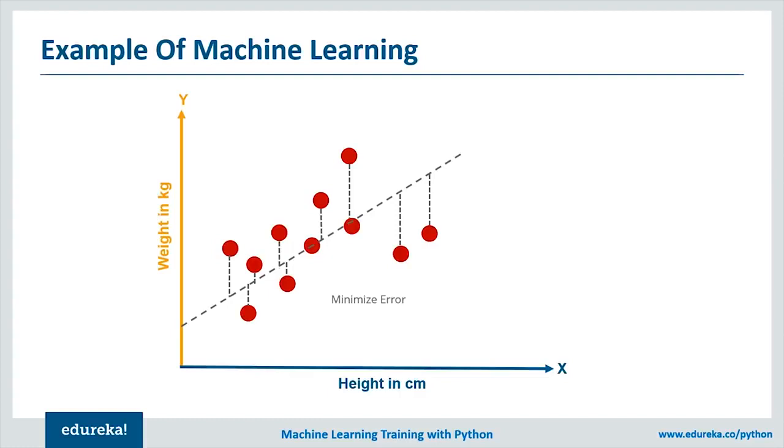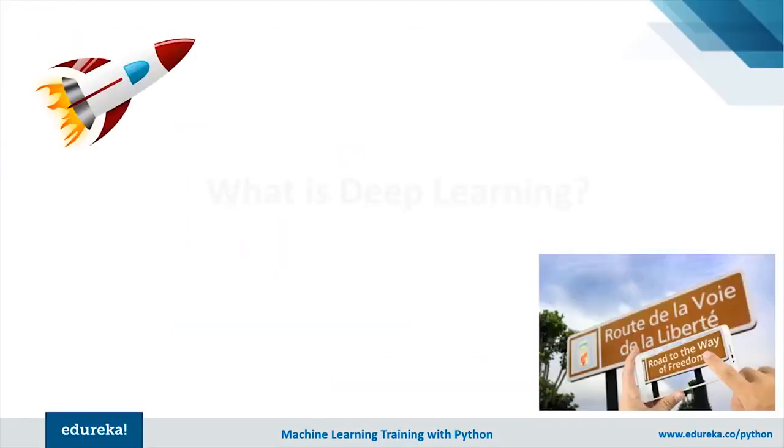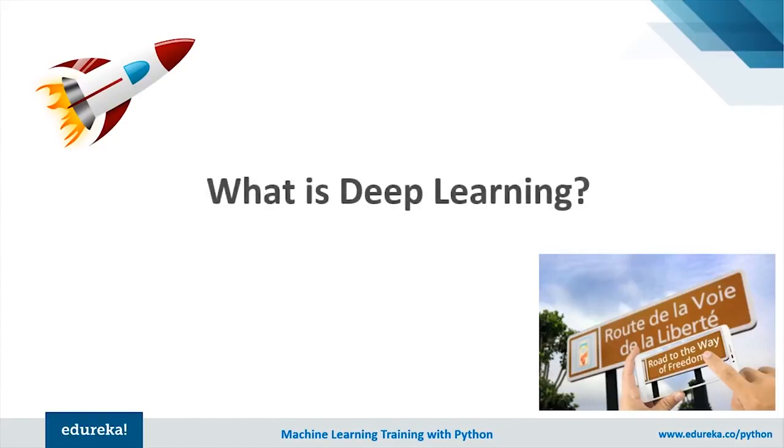Once the line is created, from the next time if we feed new data, for example the height of a person, to the model, it would easily predict the data for you and tell you what his predicted weight could be. I hope you got a clear understanding of machine learning. So moving on ahead, let's learn about deep learning. Now what is deep learning?